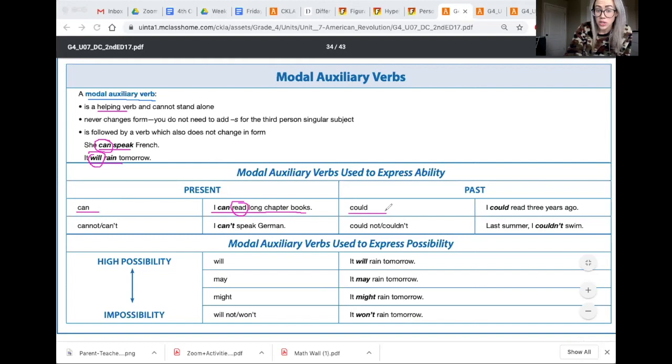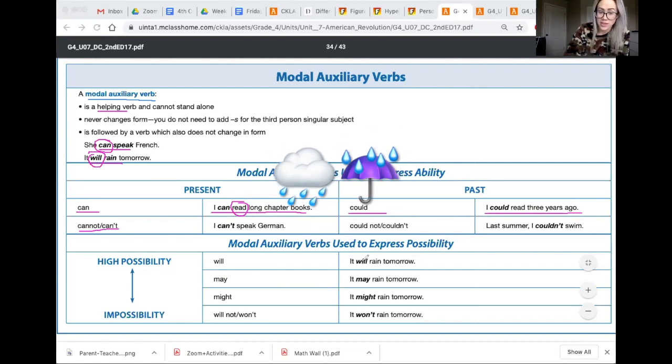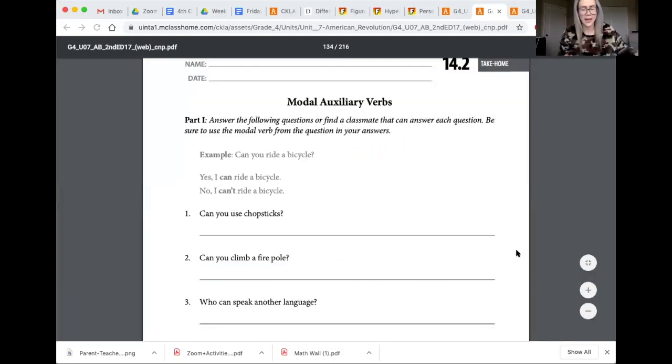You could also use could, if it happened in the past, right? I could read 3 years ago. So you'd use could if it happened in the past instead of can. If you have cannot or can't, like down here, you could say I can't speak German. Or if it happened in the past, I could not, or I couldn't speak German, or I couldn't swim. These are some auxiliary verbs to express possibility, so it could happen. Now, you could say it will rain tomorrow, it may rain tomorrow, it might rain tomorrow, or it won't rain tomorrow.